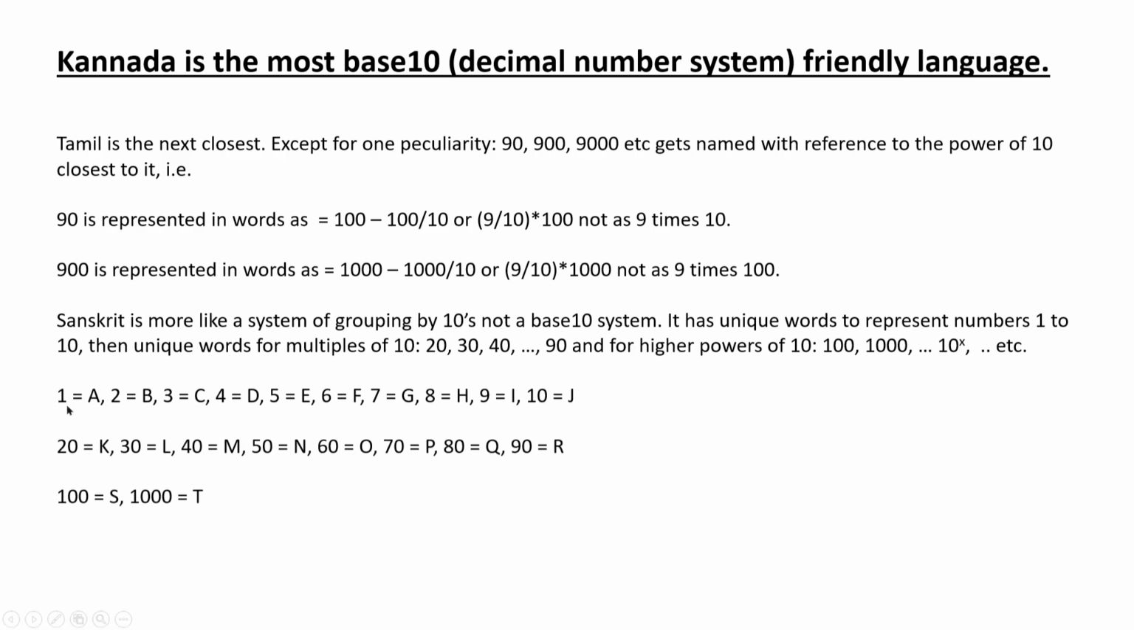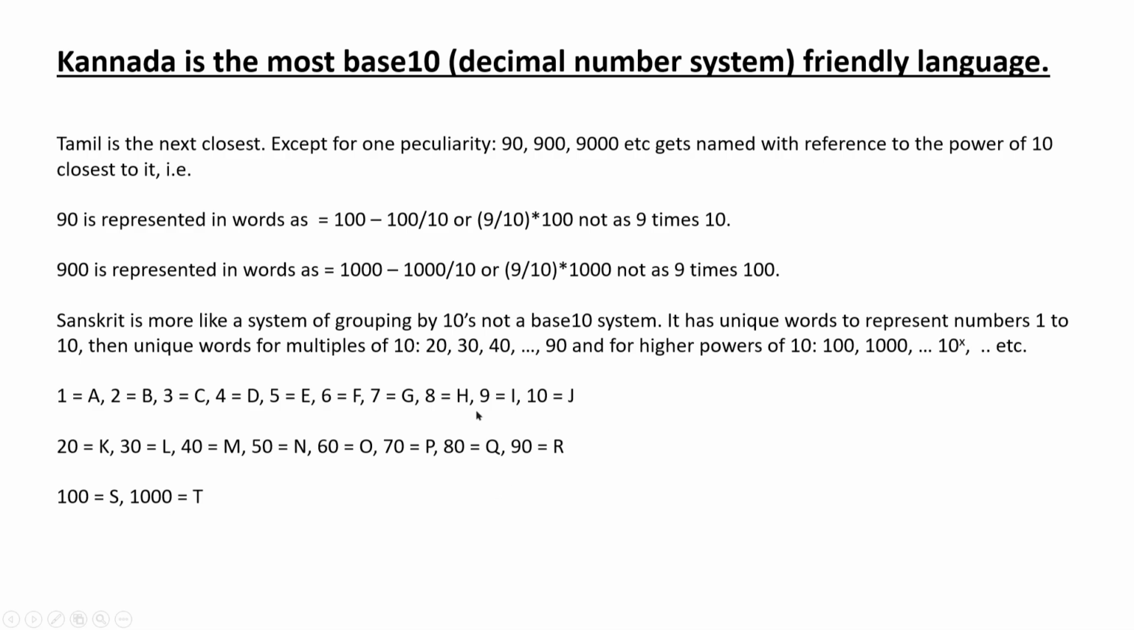So for example, if we use this notation, say A is represented by 1, B is represented by 2, and so on. So this first line is similar to what we saw in the case of Kannada. But it also has unique words for 20, 30. So 20 is K, 30 is L in the case of Sanskrit. And up to 90, they have these new words coined for this. And of course, they have unique words for 100 and 1000 and so on, powers of 10.